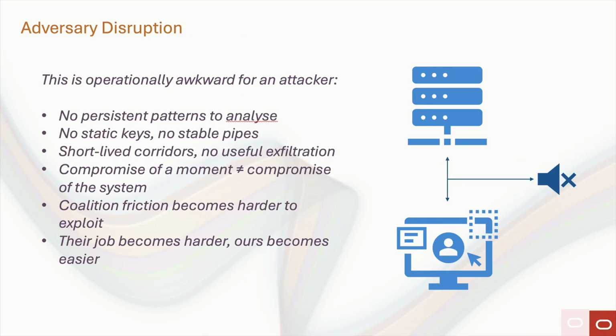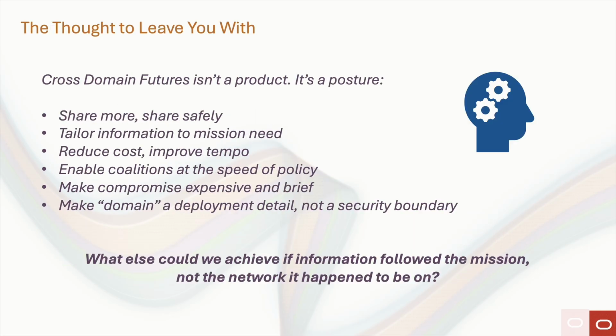In terms of adversary disruption, and I just touched on it, it's operationally awkward for an attacker because there are no persistent patterns for them to analyze, no static keys, no stable pipes. These short-lived corridors give no useful exfiltration. So compromise of a moment doesn't equal compromise of the system. Coalition friction becomes harder to exploit, and that's something that you could drive a wedge through. So their job becomes harder, whereas ours becomes easier. As you can see here, this traffic between the environments, we've just muted the signal. That's effectively what we've done.